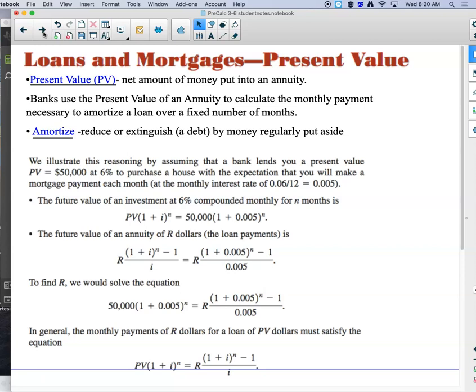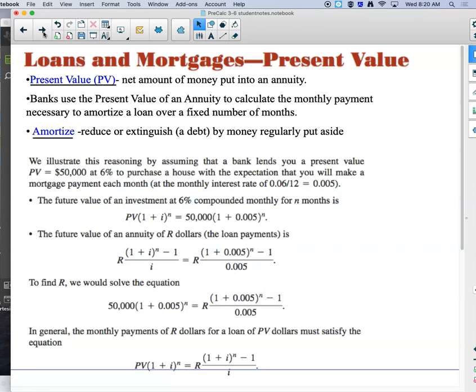We illustrate this reasoning by assuming that a bank lends you a present value of $50,000 at 6%, which actually right now is really high. There are some really low rates out there for purchasing homes. So $50,000 at 6% to purchase a house with the expectation that you will make a mortgage payment each month at the monthly interest rate of 0.06 divided by 12. You can think of that as our I value, which is 0.005.